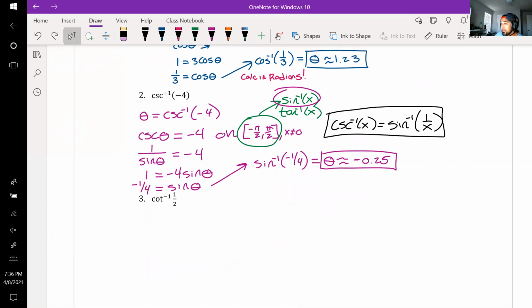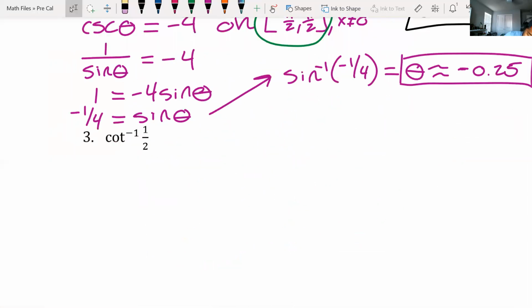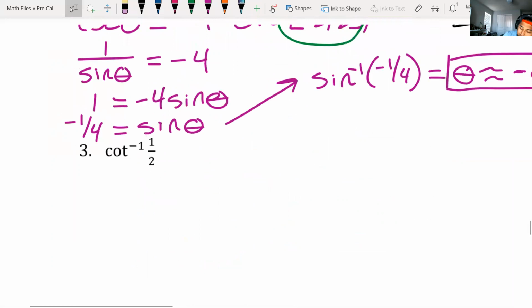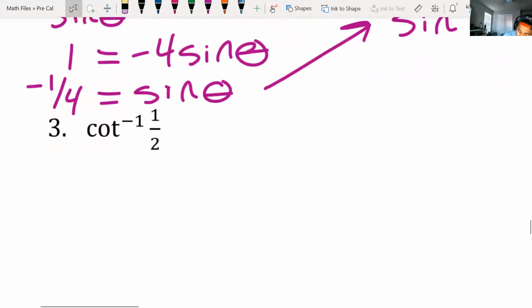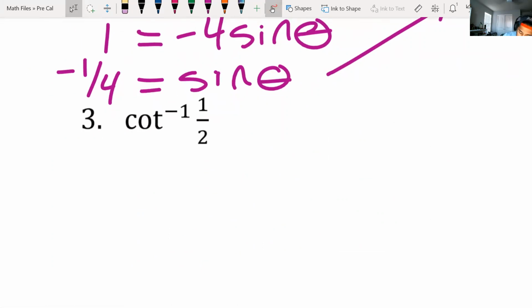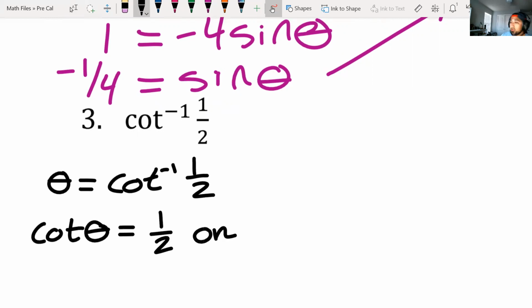Okay. So now let's try out cotangent. Here's where we're going to get crazy, guys. We go through that same exact process. I'm going to need the room on this one. So theta equals the inverse cotangent of 1/2. Then cotangent theta equals 1/2 on what restrictions?